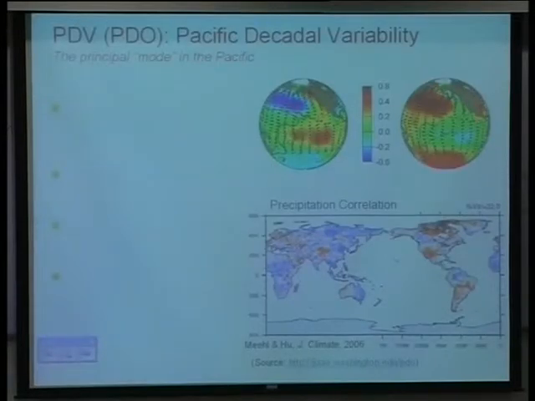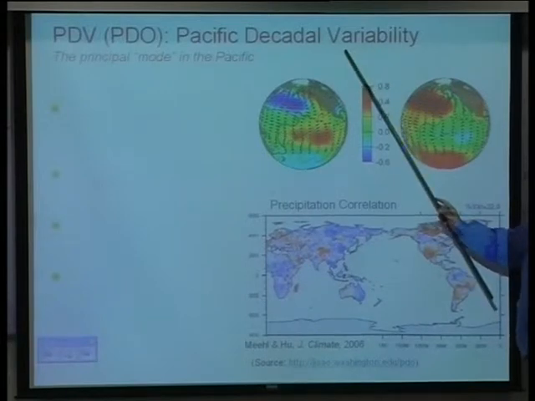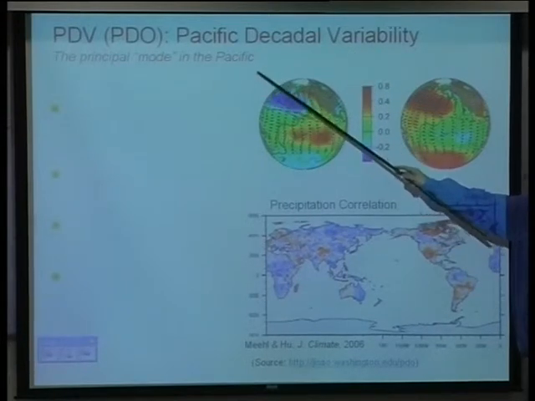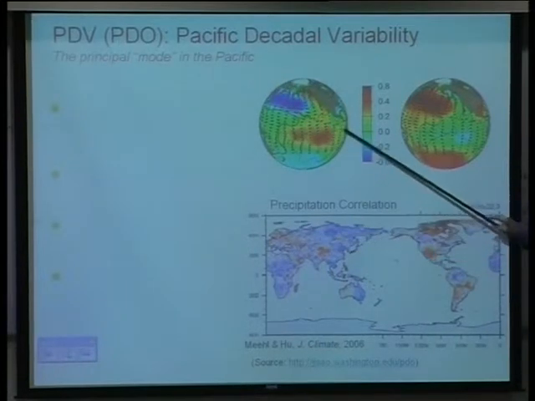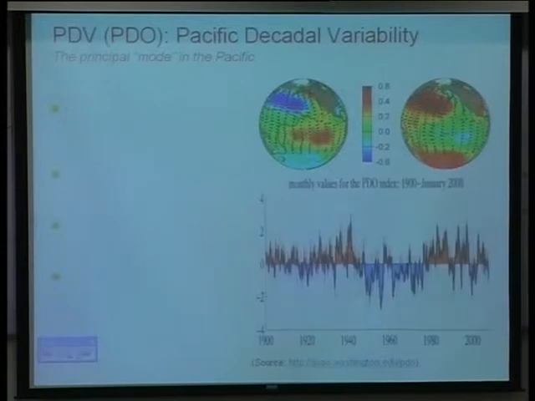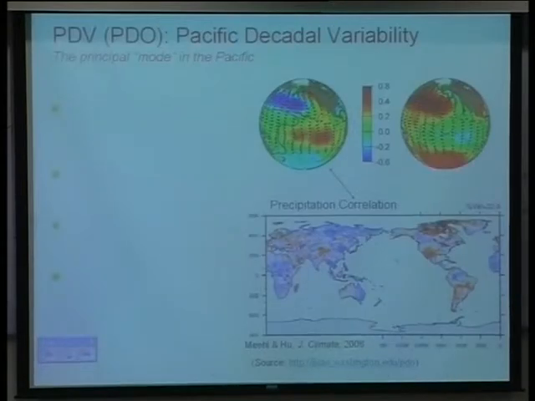Then the other variability mode is the so-called Pacific decadal variability. The principal mode, again, we use this mode perhaps differently than mathematicians would, in the Pacific. This is what the pattern looks like. Sorry, let me get the arrows on there. These are two different phases of the PDO. This could be called the positive phase, or this could be called the negative phase.